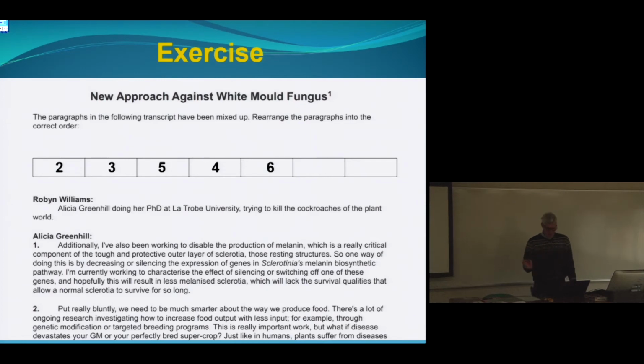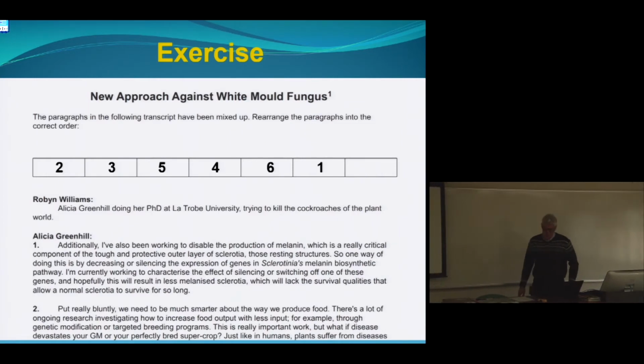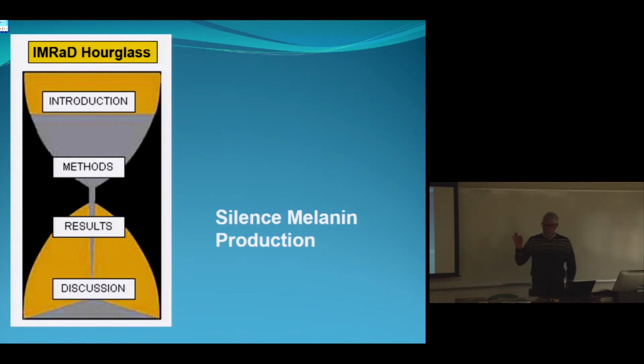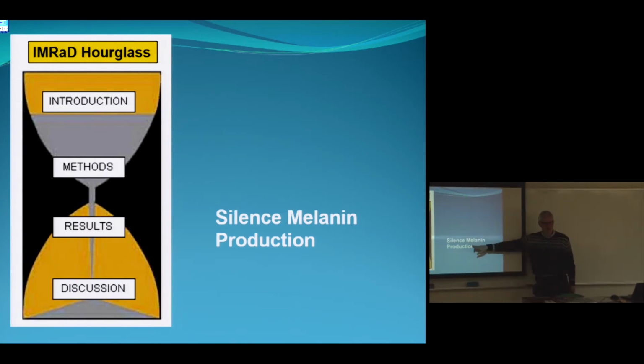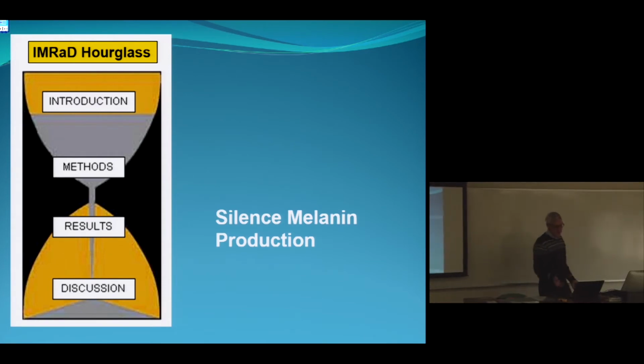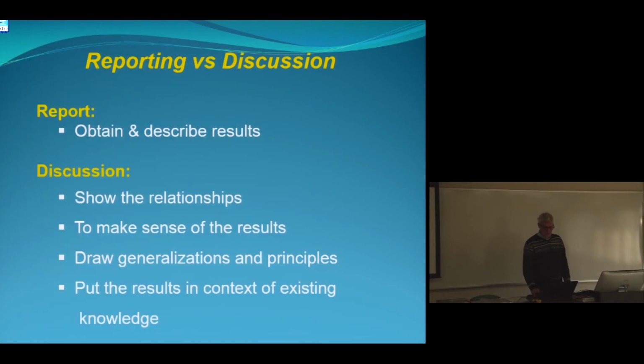And then finally, when you go to the discussion and conclusions, you look at, goes to 1. And in this case, this paragraph looks at how do they go about actually doing it. They silence the melamine production. And they explain why they silence that melamine production. Finally, I'd like to go now on to reporting and discussion. Okay.